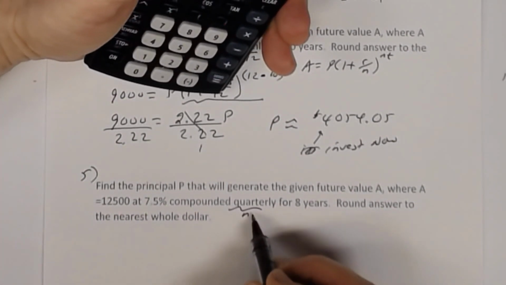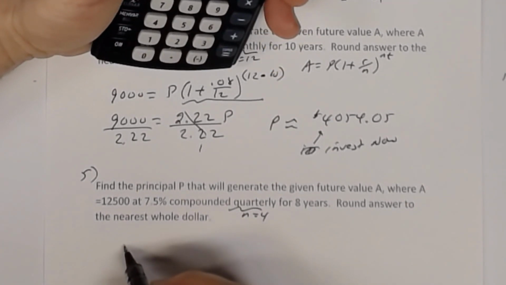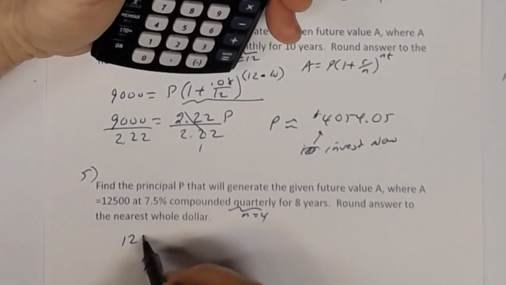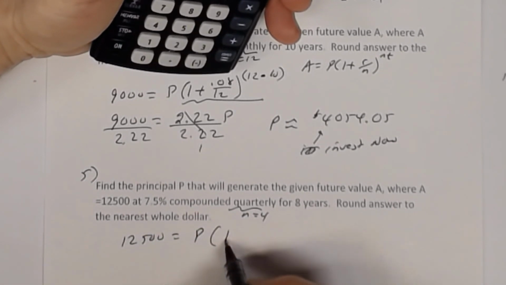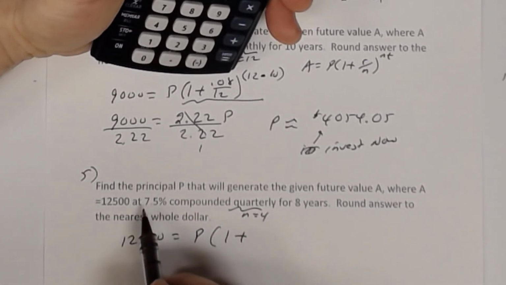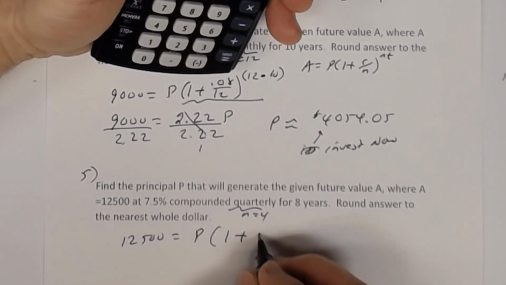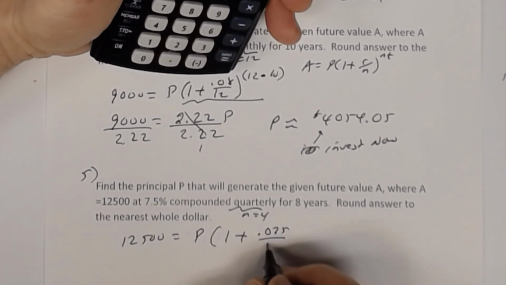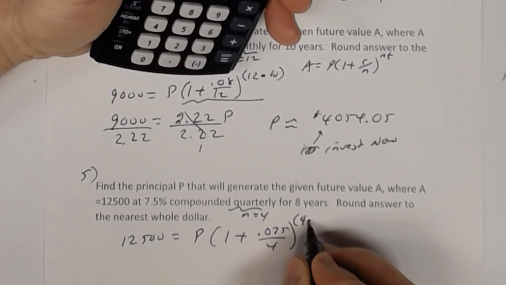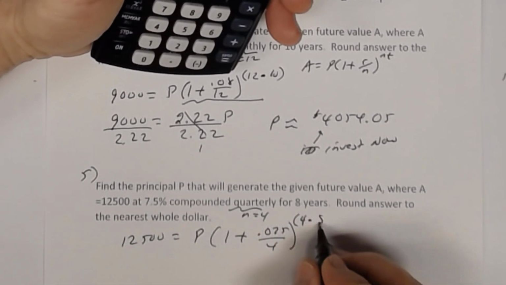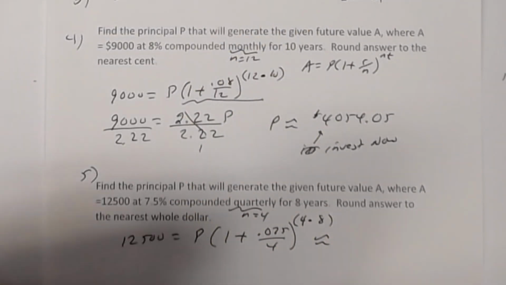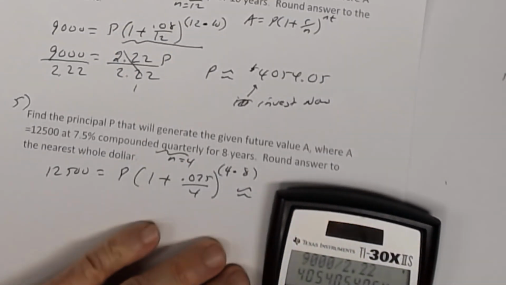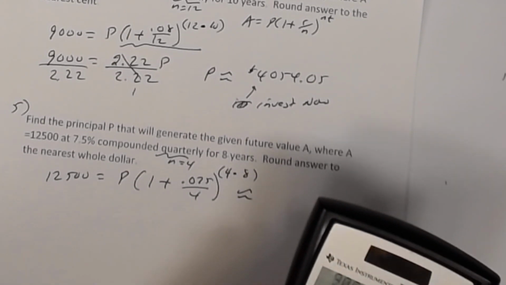So n is going to be 4 in this case, right? So I get 12,500. That's your future value. It will equal the principal times 1 plus the rate, which is 0.075 divided by 4, raised to the 4 times, and then the time is 8. So that's going to be approximately equal to, use your calculator.